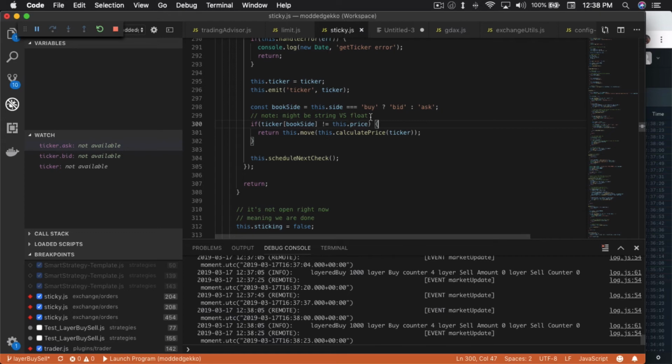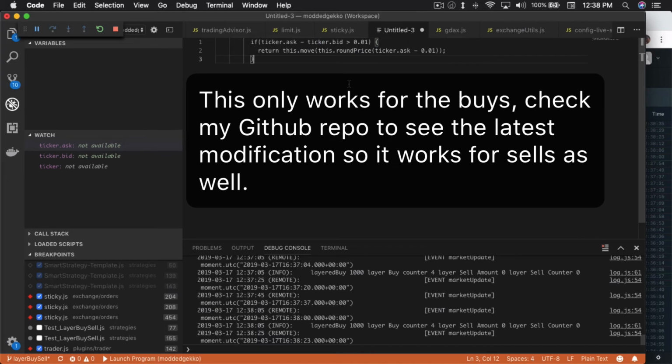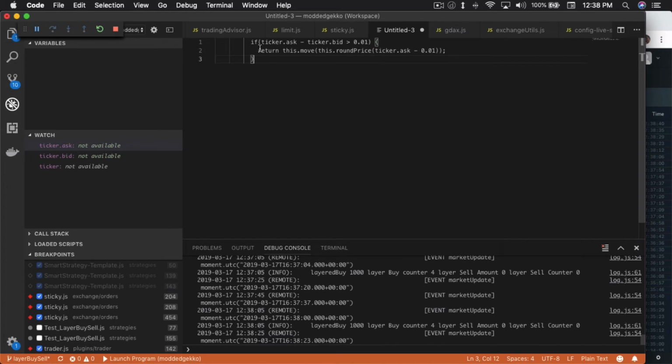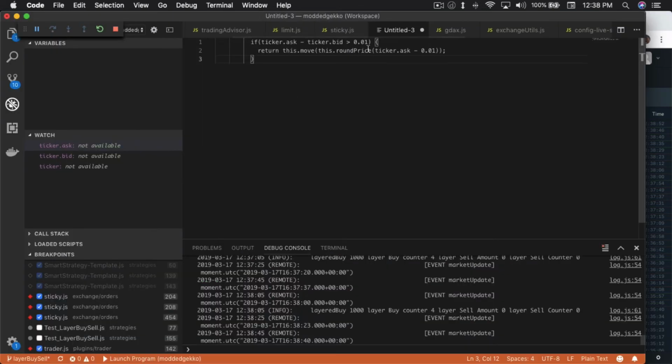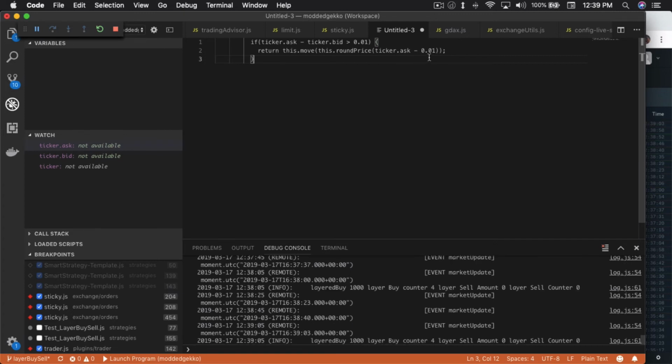But what we're going to do is we're not going to modify it. We're actually going to add another extra if statement right here. And I'm going to show you what I'm going to add. So what we're going to do is we're going to add this if statement. If the ticker.ask minus ticker.bid. So basically if the ask price and the bid price, again, we can look at it right here. So this is the ask price. If the ask price is 941.23 minus the bid price, which is 940.90, if that amount is greater than 0.01, we're going to ask it to return this.move, we're going to move it to the ticker.ask minus 0.01. So essentially, it's always going to be moved to the top of the order book above everyone else's order if the spread is larger than 0.01.